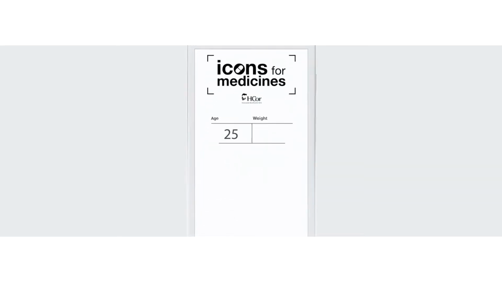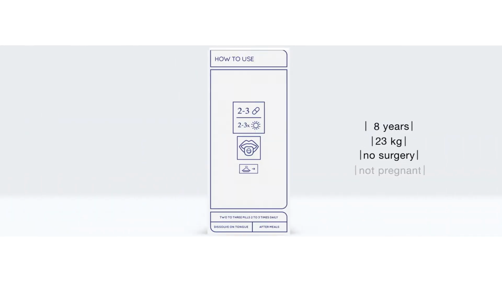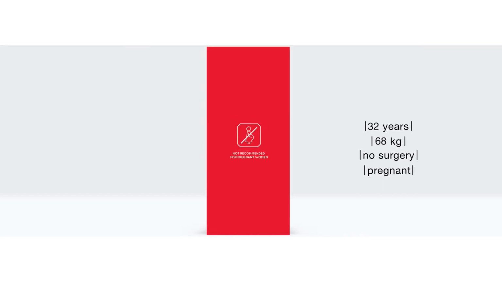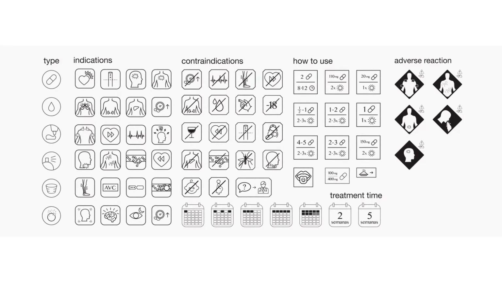To use the app, all the patient has to do is put in some personal information. Icons for Medicines then crosses the patient's data with those of the package insert to deliver a customized result. In order to create a complete visual language, we collated information commonly found on package inserts.